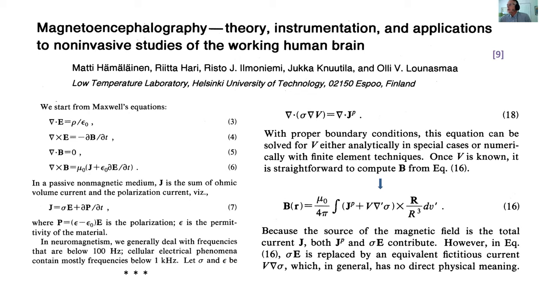It arguably holds for bioelectric phenomena with frequencies below 1,000 hertz. Thus, the time dependence of Maxwell's equations may be neglected. And as a result, the result for the electric potential fields shown here in equation 18 is in the form of Poisson's equation. In general, this sigma is a conductivity tensor. For example, current flows preferentially in the direction of white matter fibers in the brain. The magnetic field can be obtained from equation 16. Note that it includes contributions related to volume currents, like EEG, but it also has this term, which is a direct contribution from primary currents. So therefore, compared with EEG, MEG is less sensitive to conductivity geometry.